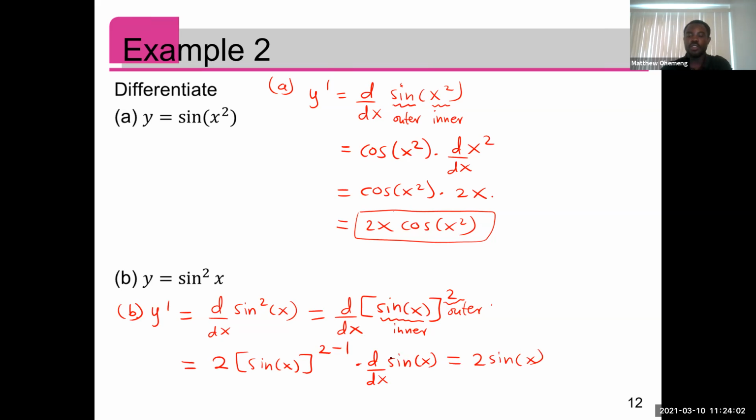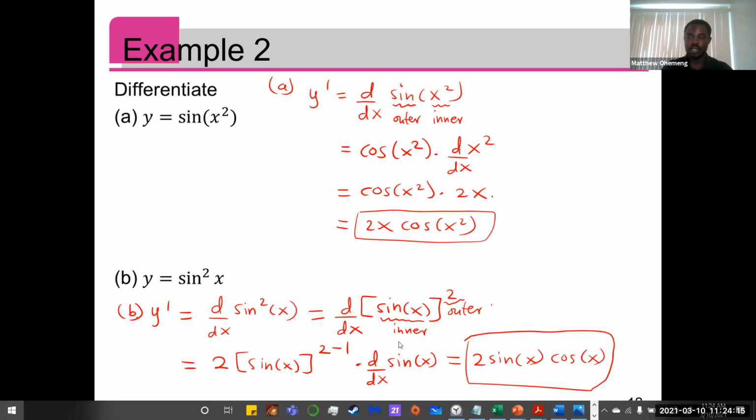And then you differentiate the inner function. The derivative of sine is what? Is cosine. So that's it. That'll be your answer. And you get the same thing if you use a product rule, which is something which will be good for you guys to check if you are interested.